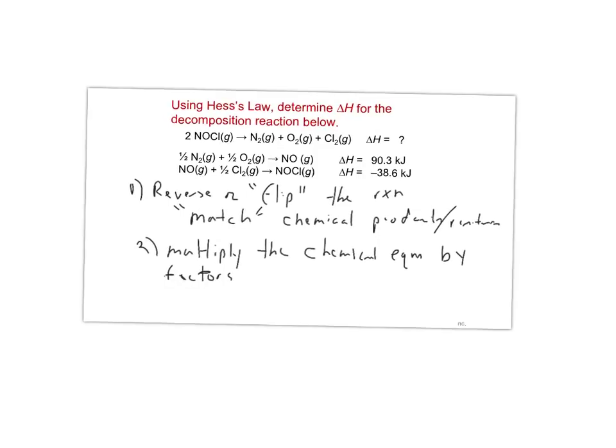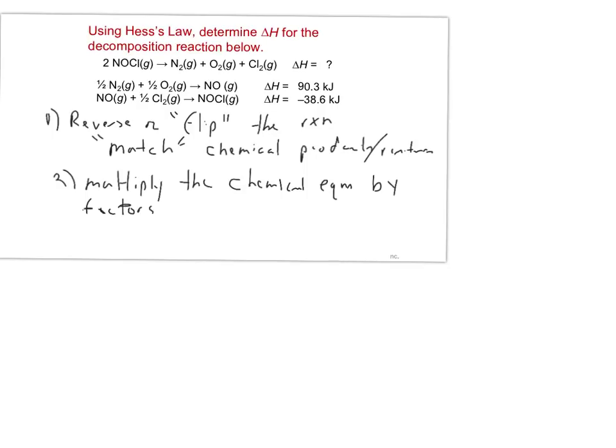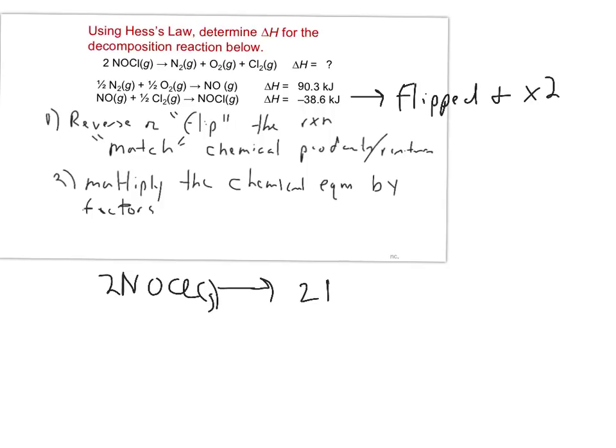So given those rules, that bottom equation has to be flipped, reversed, and multiplied by 2. And what would that look like? If I rewrite it down below, 2 moles of NOCl gas will react to make 2 moles nitric oxide gas and chlorine gas.